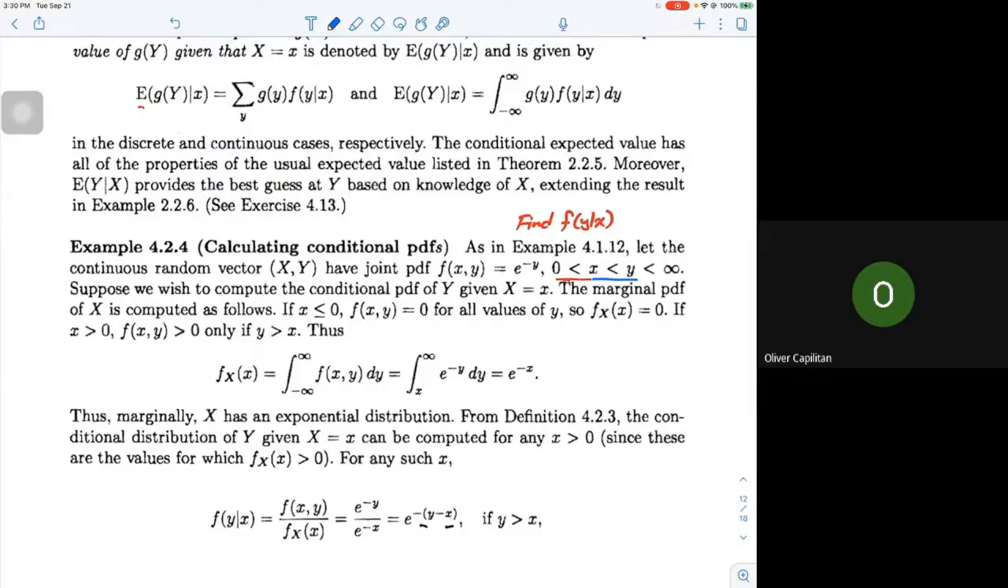Or we can write it using a piecewise function. We can have this joint PDF equal to 0 if x is non-positive, and then it is equal to e to the negative y if x is less than y.